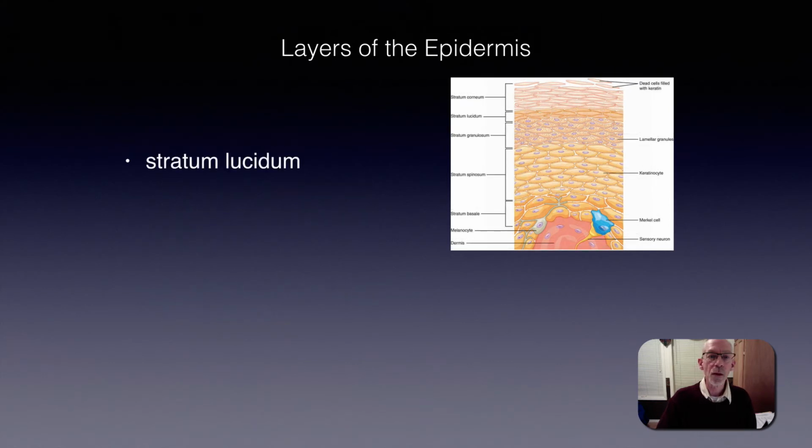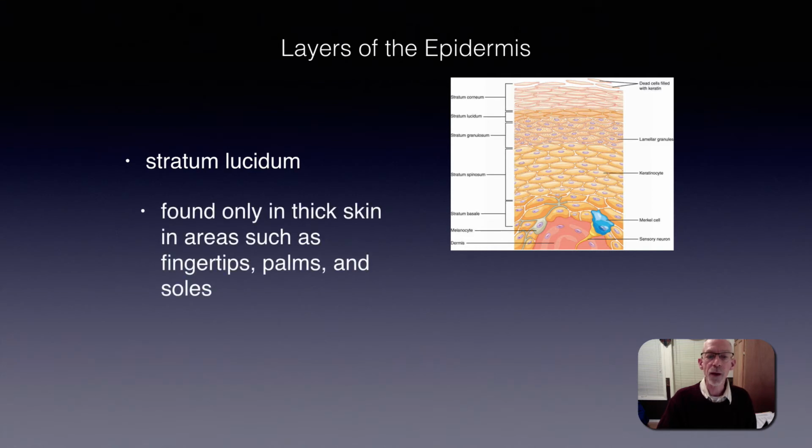The next layer up is called the stratum lucidum. This is actually only found in thick skin. It's found in the skin that's found on the fingertips, palms, and on the soles of your foot.